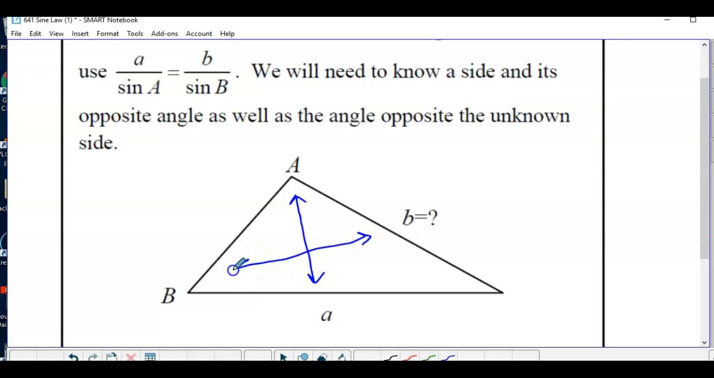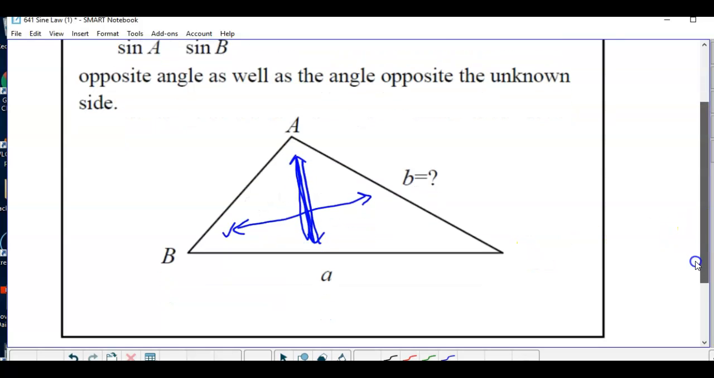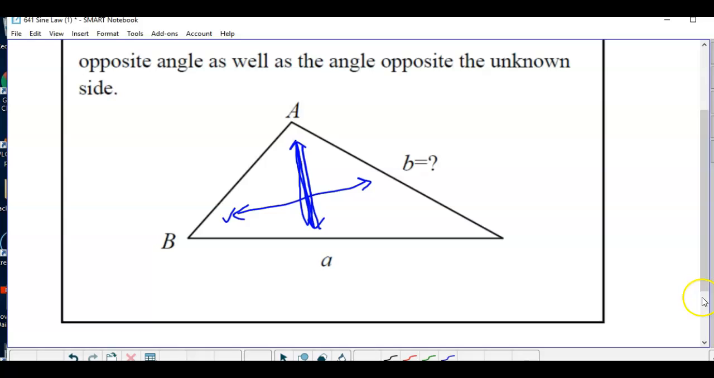If I have the cross where one is filled in, so this one I know both, and this I have, but I'm looking for this, then I can use the sine law. If I can't do that cross, I can't use the sine law. Maybe there's some other work that I could do and then do the sine law, but right away I can't use it. So that's for finding a missing side.